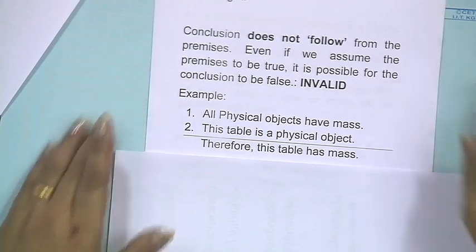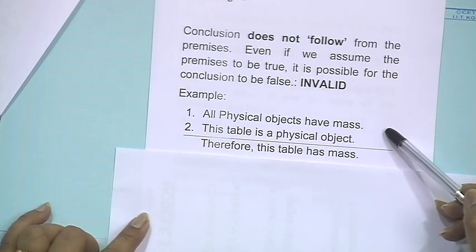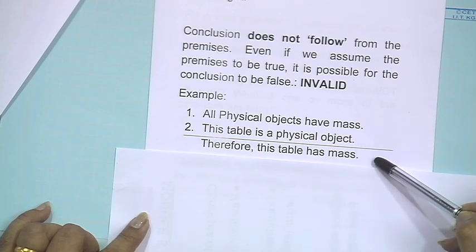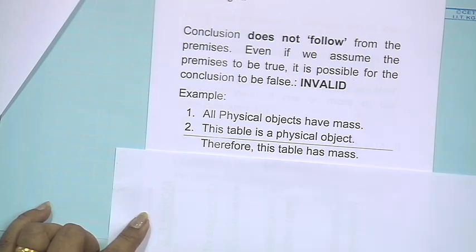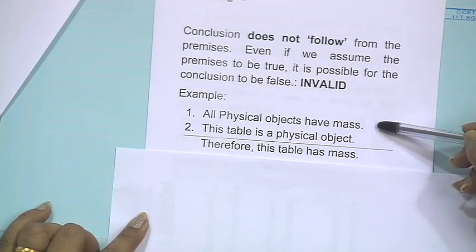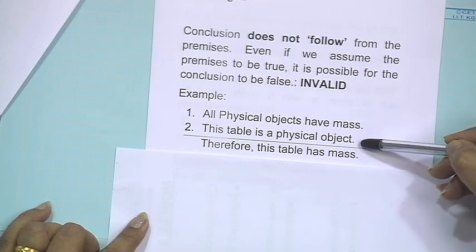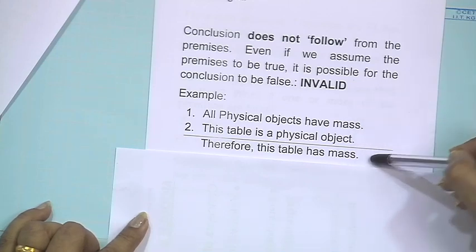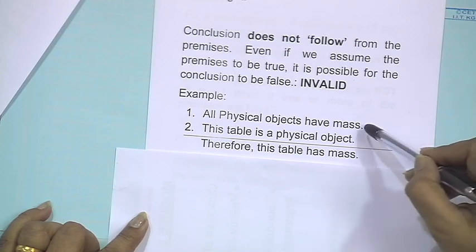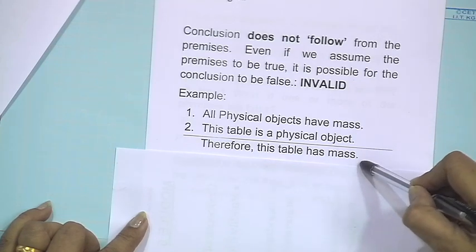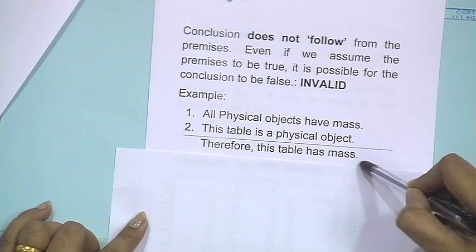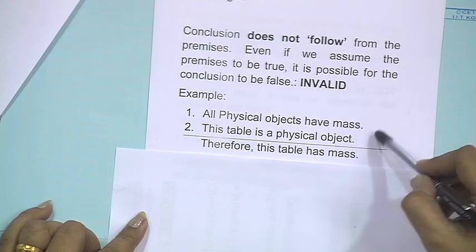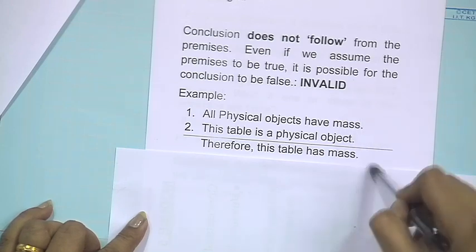Here, the premises are: all physical objects have mass, this table is a physical object, therefore, this table has mass. Once more, let us say this is true, and this is true. Combine the truth of those. Does this guarantee the truth of the conclusion? So, when this is true and this is true, what happens to the conclusion? The answer is, the conclusion follows from the truth of the premises. The truth of the premises is enough to guarantee that this has to be the case.